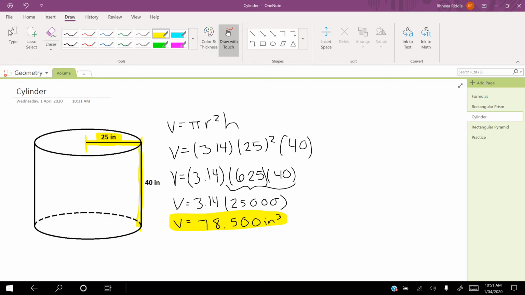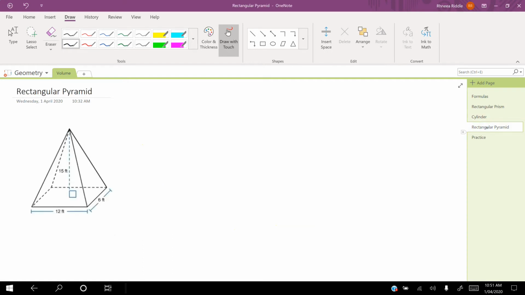And if at any point this is going a little too fast for you, feel free to pause, write everything down, and make sure you're knowing where we are getting all these numbers from. So our next one is the rectangular pyramid. This one I find is the most confusing and difficult to remember formula. So we're going to continue writing it down all the time.